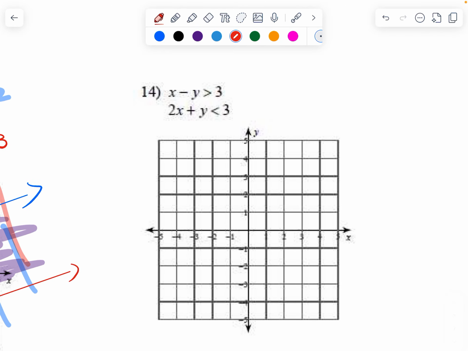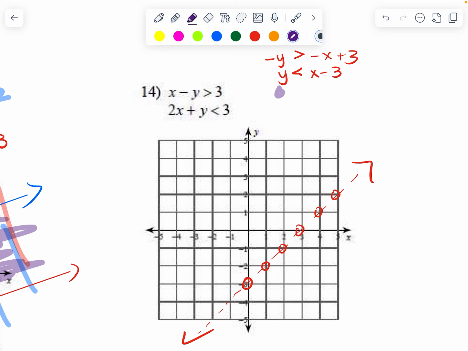Okay, on this one, solve for y. I get -y is greater than -x plus 3. Divide by a negative, I have to switch my inequality: y is less than x minus 3. So I go to -3, open dot, a slope of 1, like so. If I put 0 in, I would have 0 minus 0 is greater than 3. Is 0 greater than 3? It sure is. So it's all this stuff up here.